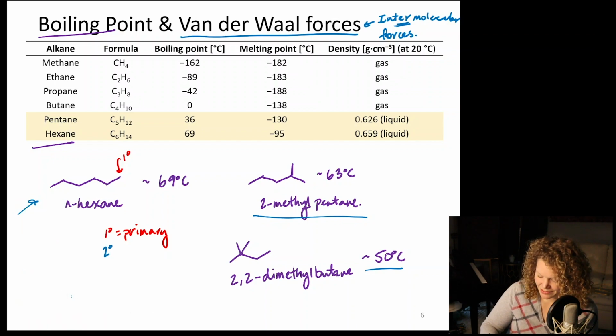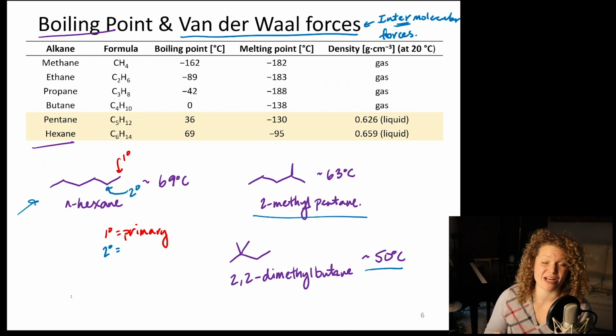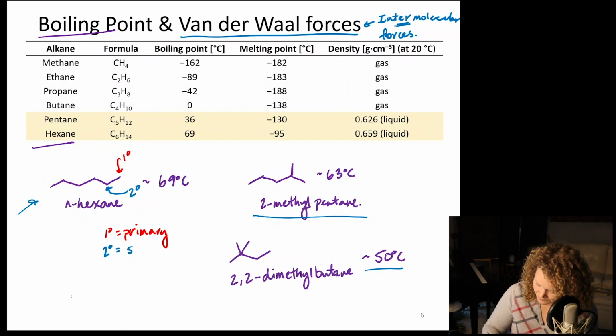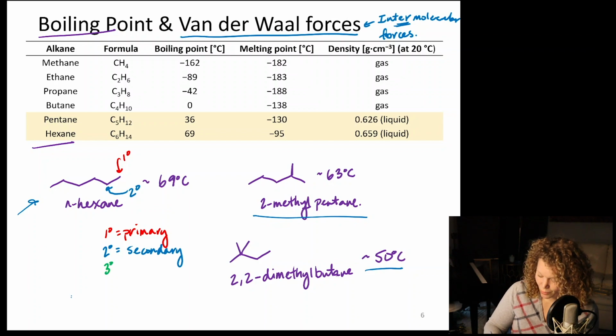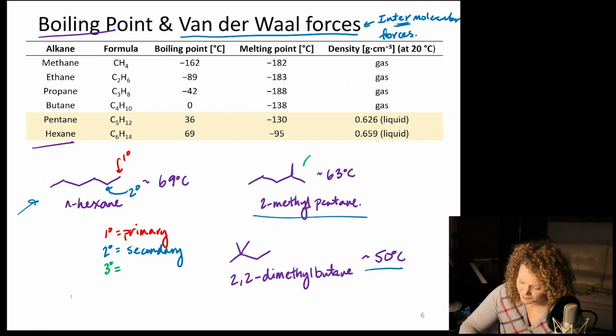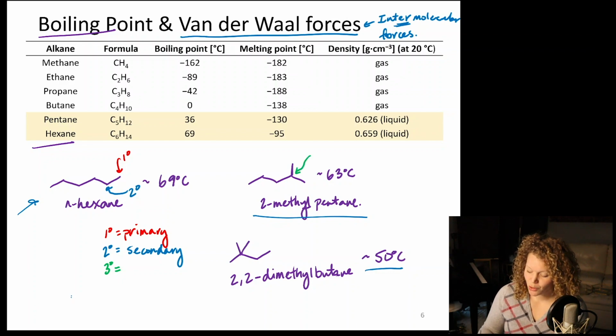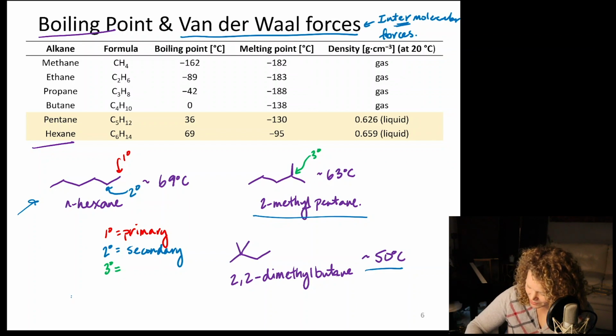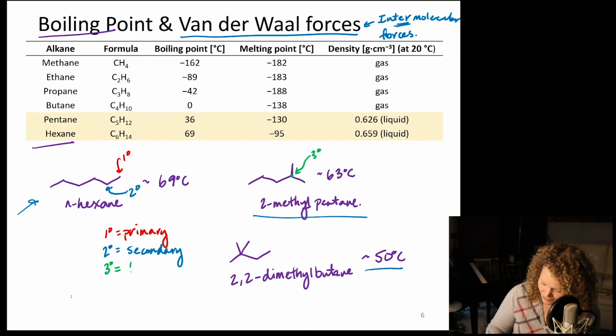Let's look at another example. Let's do a secondary carbon. On N-hexane, this is considered a secondary carbon. It has two carbons bound to it. You can also have tertiary carbons. 2-methylpentane has a tertiary carbon right here. This thing has 3 carbons bound to it. So this carbon here is a tertiary.